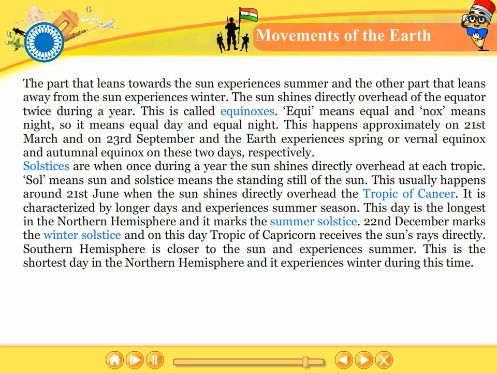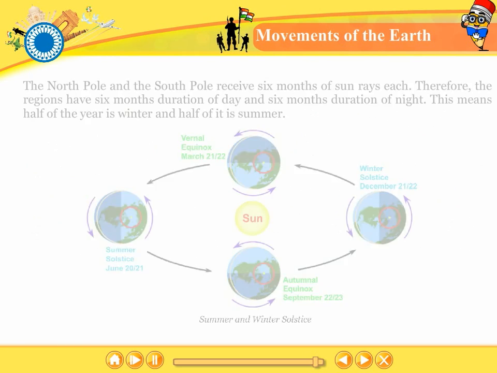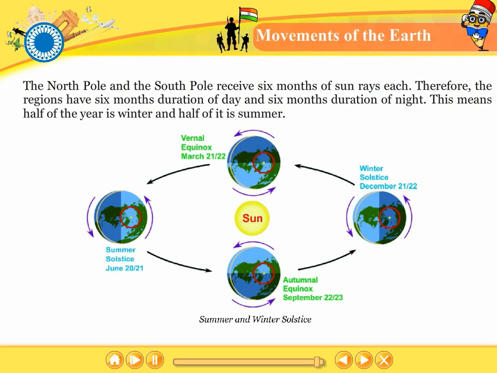22nd December marks the winter solstice, and on this day, the Tropic of Capricorn receives the Sun's rays directly. The southern hemisphere is closer to the Sun and experiences summer. This is the shortest day in the northern hemisphere and it experiences winter during this time. The North Pole and the South Pole receive 6 months of sun rays each. Therefore, these regions have 6 months of day and 6 months of night. This means half of the year is winter and half of it is summer.